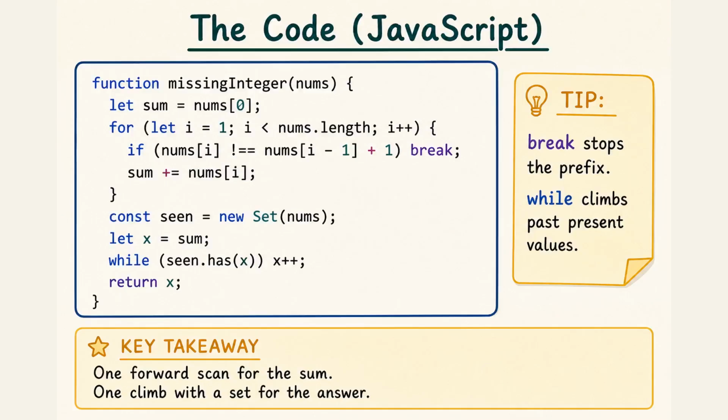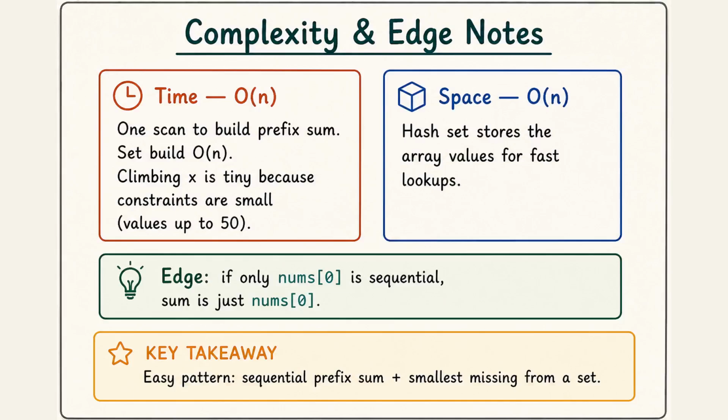Here is the JavaScript idea in words. Start sum as the first element. Loop i from 1. If nums at i is not equal to nums at i minus 1 plus 1, break. Otherwise, add nums at i to sum. Then make a set from nums. Set x to sum. While the set has x, increase x by 1. Return x. The break stops the prefix. The while loop climbs past values that already exist.